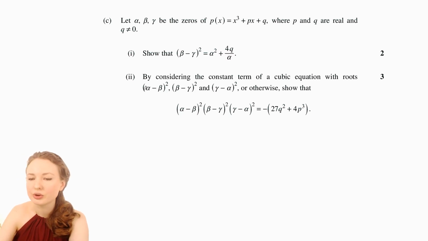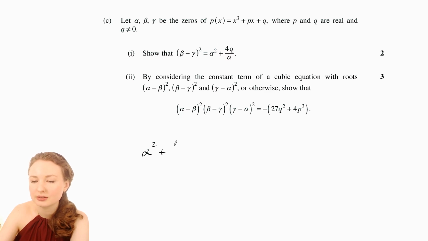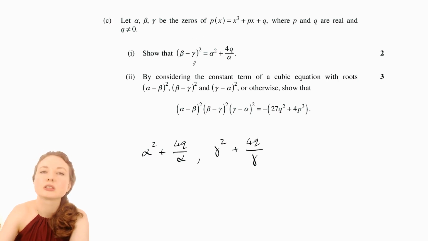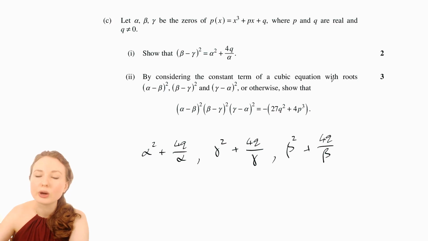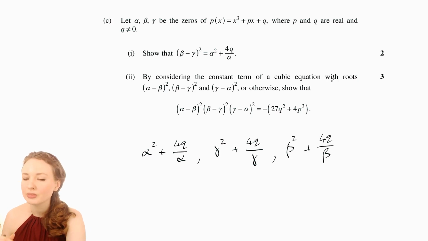So if we know that those are the roots, then we can replace these with, so that one is the same as this. And then that's going to be the same as gamma squared plus 4q1 gamma, just by doing a similar argument to how we got that, and beta squared plus 4q1 beta. So those are the three roots of the cubic equation that we're looking for.